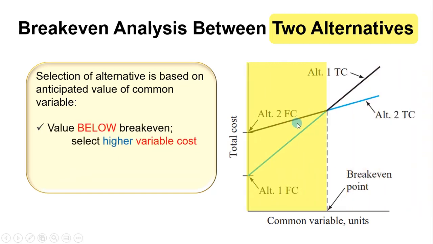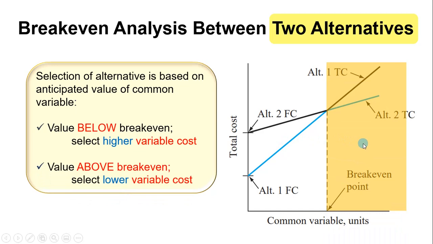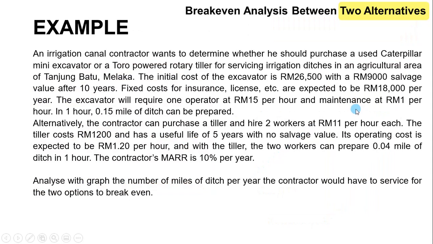Okay. So if we are given an amount below the break-even value, we're going to select the alternative with higher variable cost because this alternative has lower total cost. But if we are given an amount above the break-even point, we're going to select the alternative with lower variable cost because this alternative has lower total cost. Okay, let's look at an example.